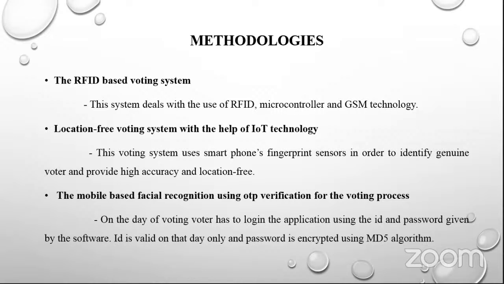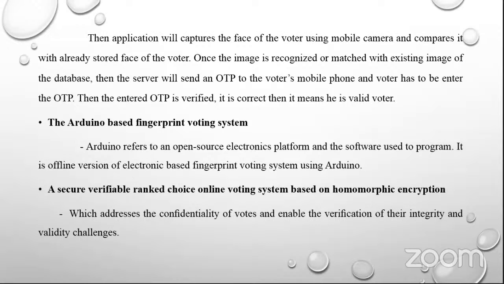Coming to mobile-based facial recognition using OTP verification for the voting process. In this application, log in using the ID and password given by the software. The application captures the voice of the voter and matches it with the database. Once matched, an OTP is sent, then the person is allowed to cast the vote. The password is encrypted using the message digest 5 algorithm.